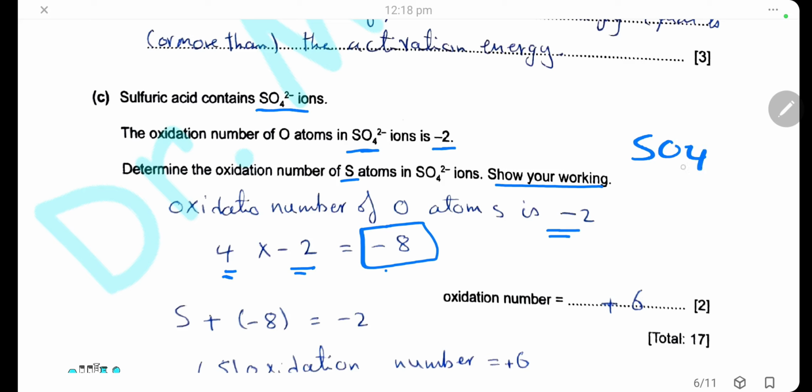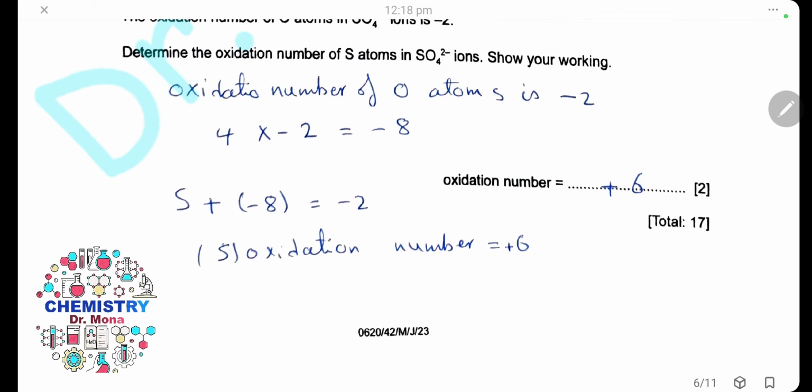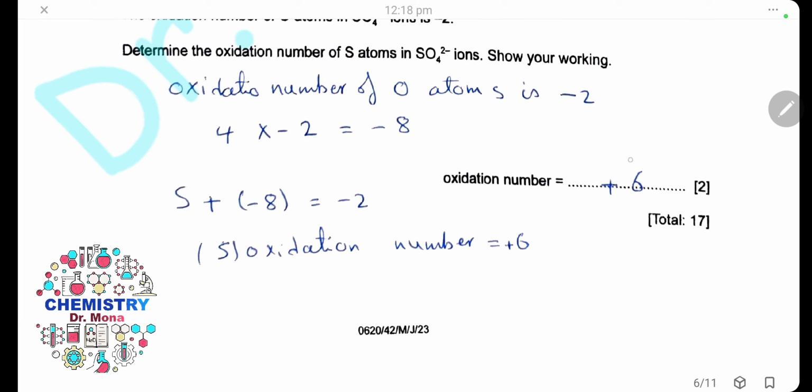We have the charge on the sulfate ion, -2, and the total for oxygen is -8. So that means the oxidation state of sulfur plus -8 will give you -2. That means the sulfur oxidation state will be +6. This is the oxidation number of sulfur.